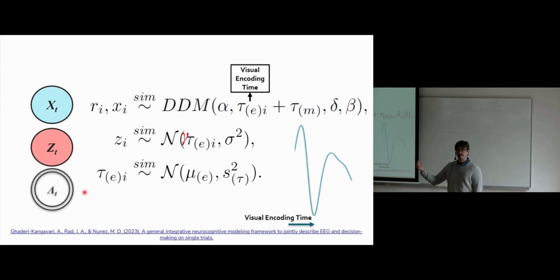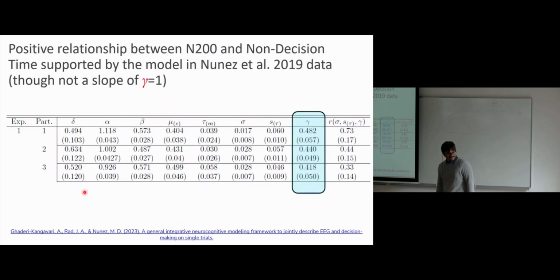If the N200 truly tracks on a single trial the onset of evidence accumulation, gamma should be 1. And also, if there's not that much noise, R should be pretty high, right? The proportion of cognitive variance. So these are results. Gamma is not 1 in this particular data set. That's okay, because I was more interested in the methods here than in the results. But at least I think this model is the best test of this theory, right? So gamma in this particular data set is not 1.